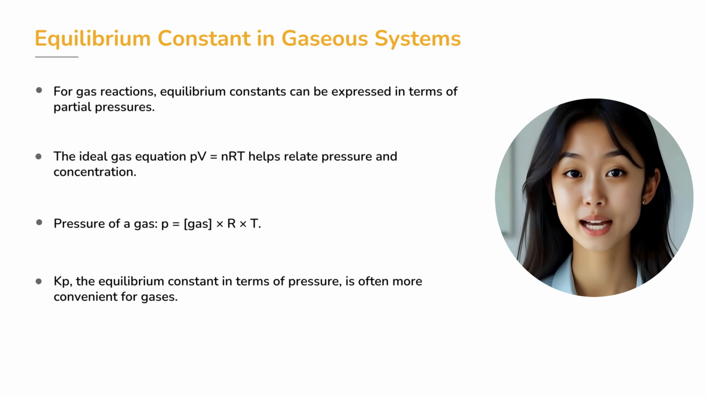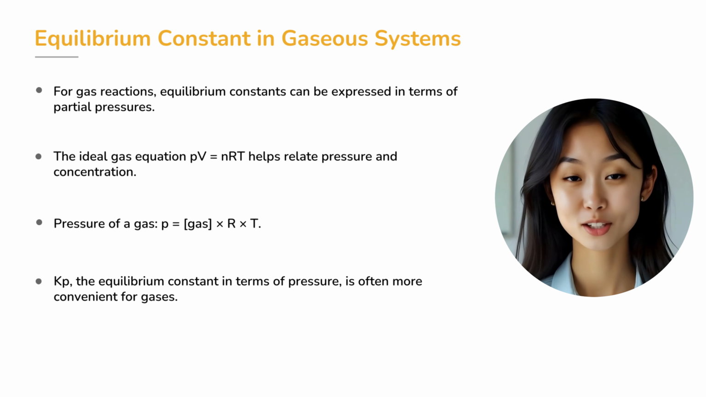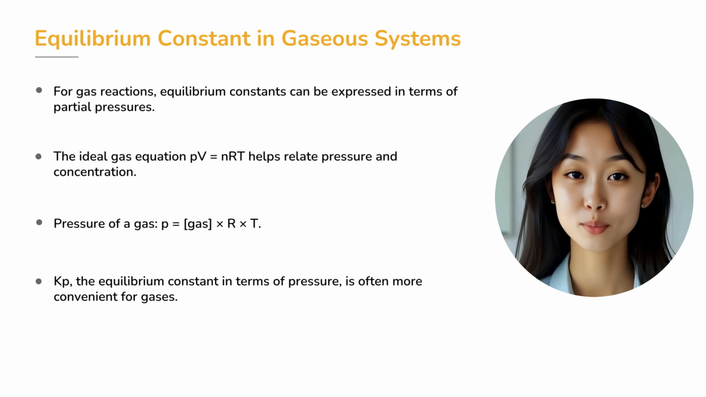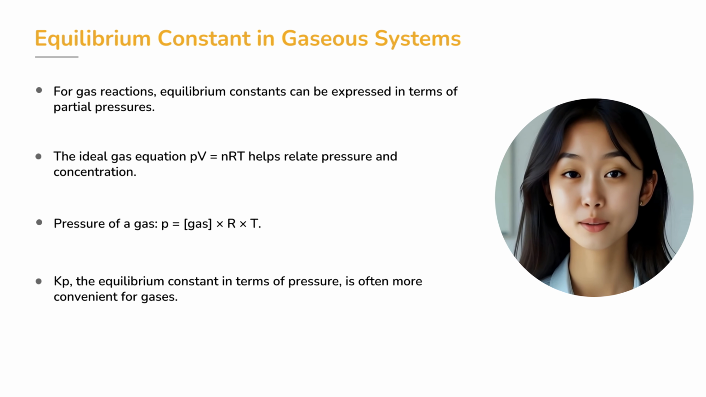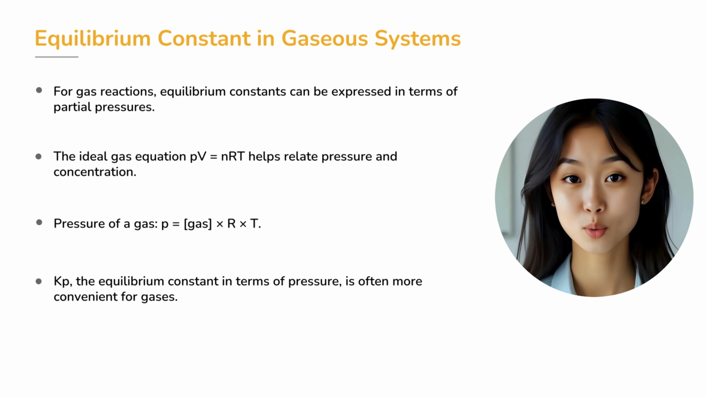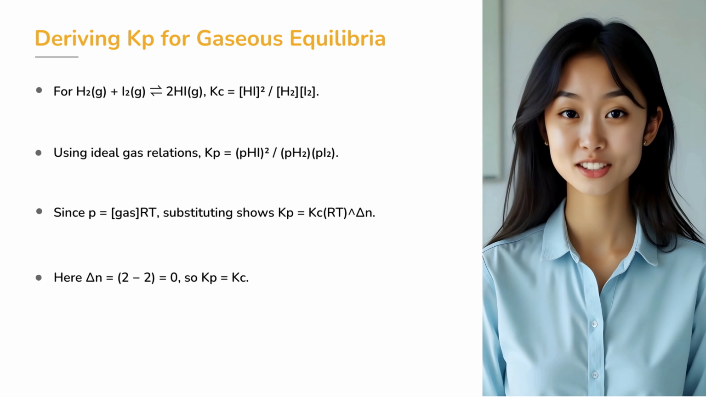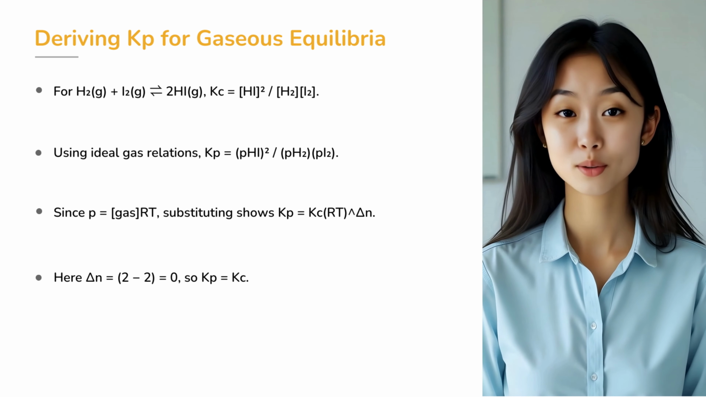pressures. And it connects beautifully to Kc, the concentration-based constant, through the relation Kp equals Kc times open bracket RT close bracket raised to the power delta N, where delta N is the difference between the number of moles of gaseous products and gaseous reactants. So, while Kc works for concentrations, Kp is the star when we deal with gases.